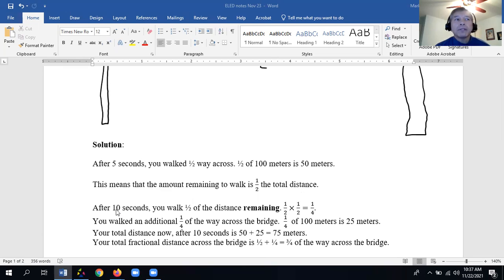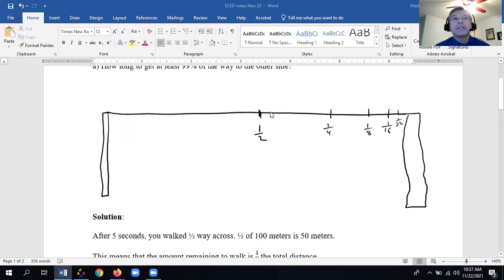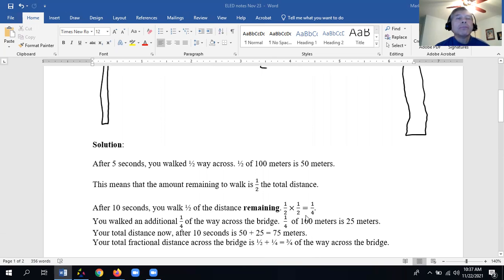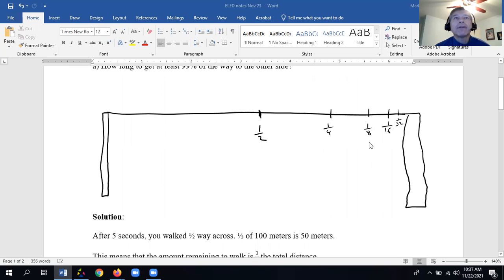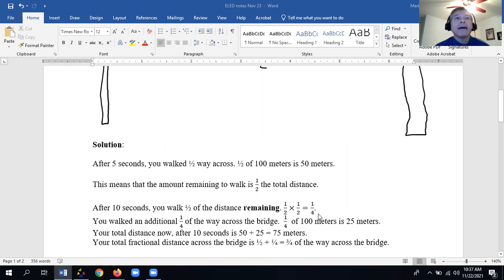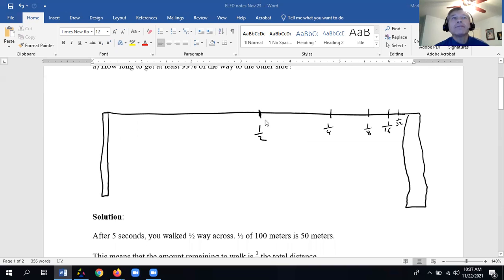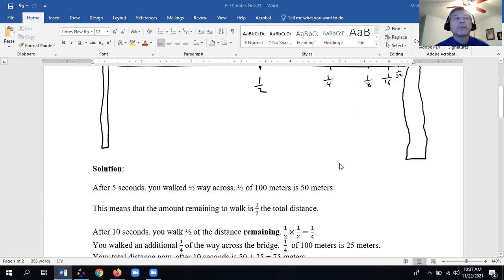Now, after another 5 seconds, for a total of 10 seconds of the whole trip, so another 5-second passes, you walk half the distance remaining across the bridge. So how much distance is remaining? 1/2. You walk half the distance remaining. Half of a half is a fourth. 1/2 times a half is 1/4. So that next 5 seconds, you just walk an additional 1/4 of the way across the bridge. That leaves you another 1/4 that you'll have to walk across the bridge.